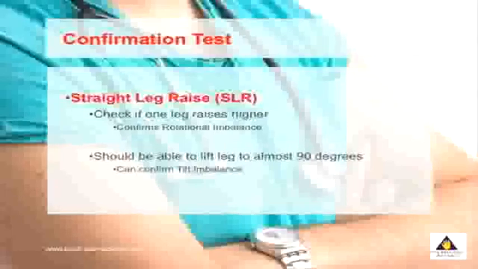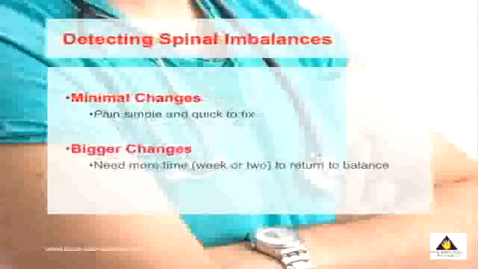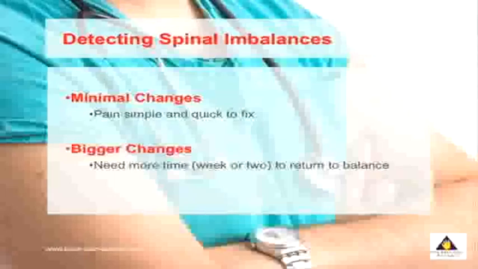Secondly, people should be able to lift their leg up to almost 90 degrees. If you find that you can't lift your leg up to 90 degrees, and if both your legs are similar, then you may have those tilt type imbalances. But these two simple tests indicate that there are imbalances in your spine. The greater the change, the more the imbalance. If there's minimal change, then it means that your pain is very simple and very quick to remove. If the imbalances are greater, then pain is still very simple to remove, but it will take a small amount of time to return your spine to balance.